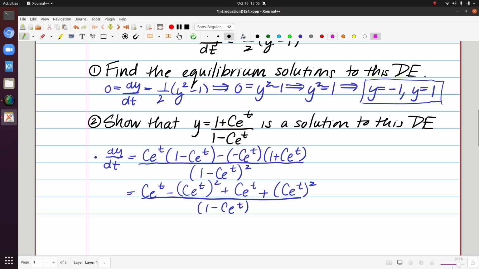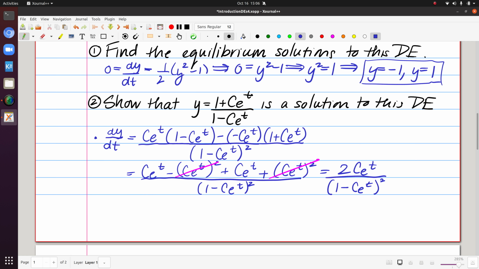So what we're able to do is cancel the (c e^t) squared. And what we're now left with is 2 c e^t in the numerator, and then (1 minus c e^t) squared in the denominator.